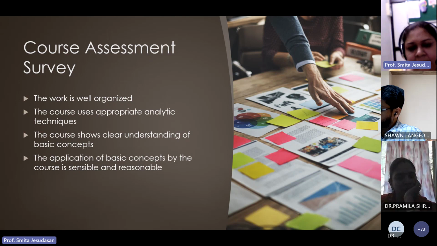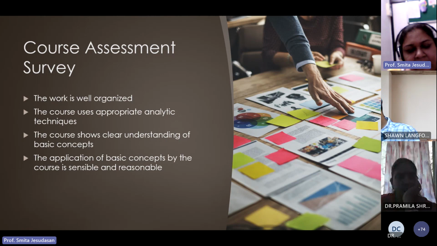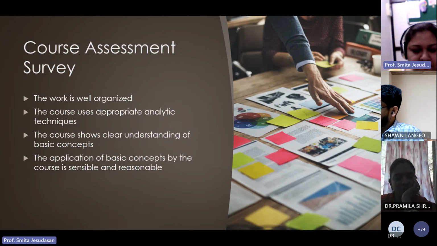When you frame the course assessment survey, it should be based on your course outcomes. Now, the direct assessment tool will give you the performance of the student. But similarly, when we take the indirect assessment tool, that is the survey, again we have to collect the feedback from the students based on our course outcomes. So accordingly, the course assessment survey should be designed based on the COs.